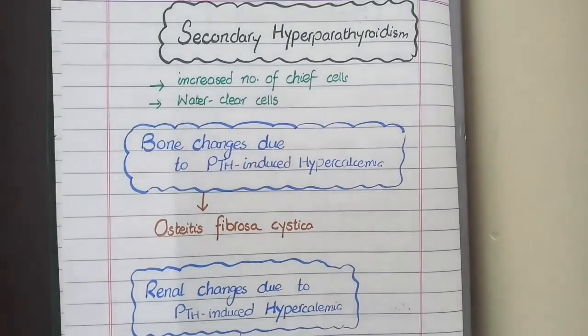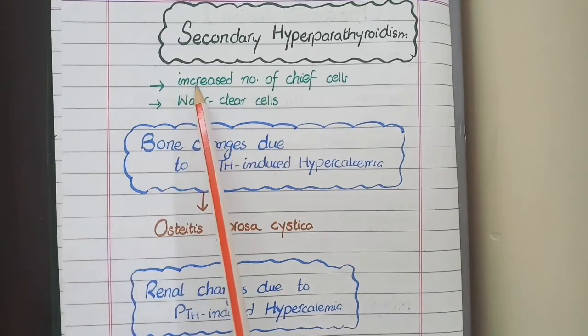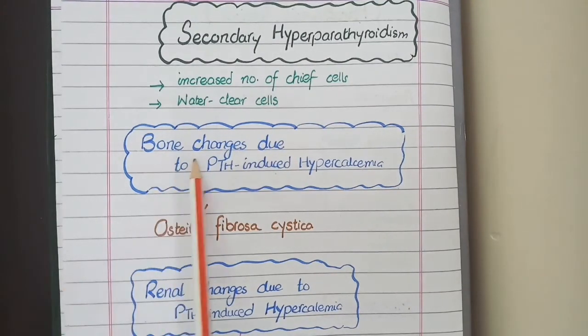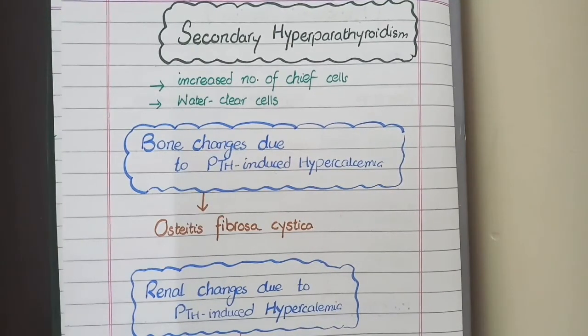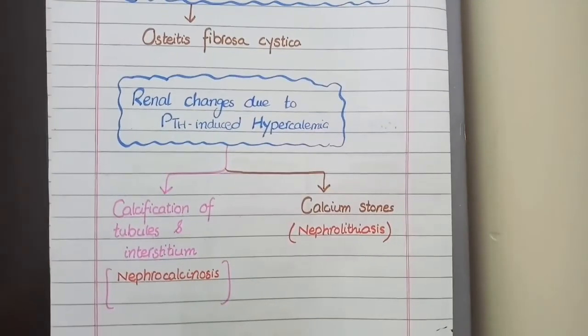The next lesion is secondary hyperparathyroidism, and the morphology here is similar to that in parathyroid hyperplasia, that is, increased number of chief cells and water clear cells. Now in exams, other than asking the morphology of parathyroid lesions, they may ask about bone changes that occur due to parathyroid hormone induced hypercalcemia. These lesions are specifically named osteitis fibrosa cystica, but we will not discuss it here; we will discuss it in the section of bone pathology.